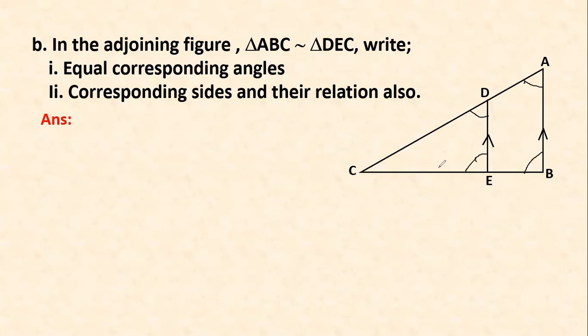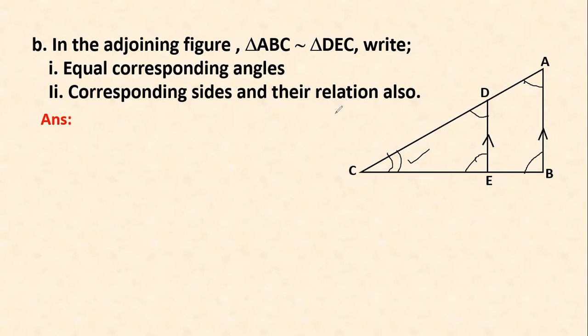Being on the same side of the transversal, they are corresponding. Both are equal. And angle C is the common angle, which belongs to both triangles, triangle ABC and triangle DEC. Are you clear there?